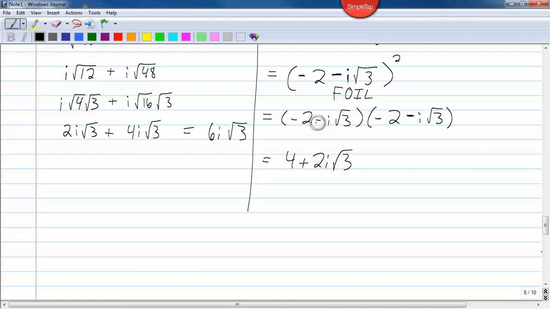Now multiply the inner. Negative times a negative is a positive. i times 2 is 2i, and then that had a square root of 3. And then multiply the last terms. This is the really tricky one. The last terms here, this one and this one. Negative i times negative i is positive i squared. And then square root of 3 times square root of 3 is the square root of 9, or just 3.